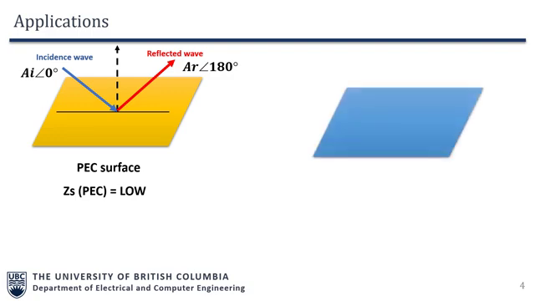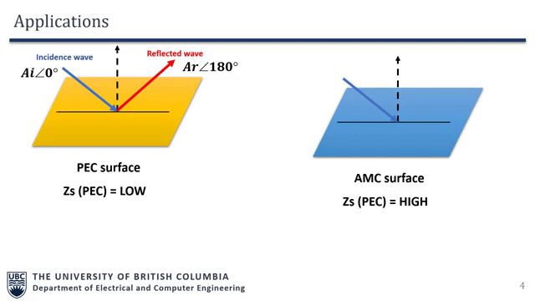Imagine what happens to this PMC. Now, a PMC or AMC surface does not invert the reflected wave's phase. So this is a very important property of AMC. If you notice, the incident wave phase and the reflected wave phase are in phase. They are not inverted at all. So this feature is very important in the design of antenna engineering. Why, we will see in the later slides.